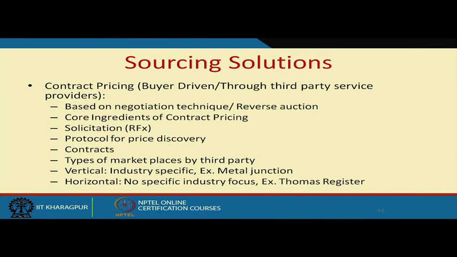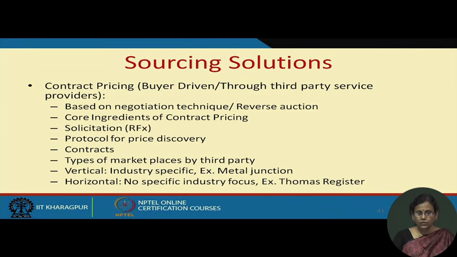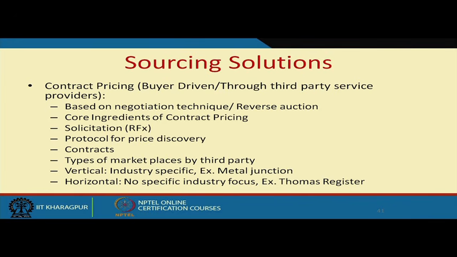Then the second one is your contract pricing. As I told you, this contract pricing is a buyer driven activity. Either the buyer develops its own software for this contract pricing, or it takes help of a certain third party service provider.